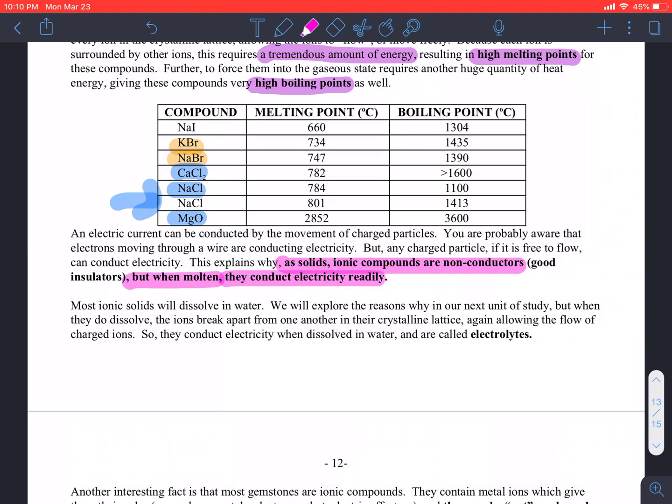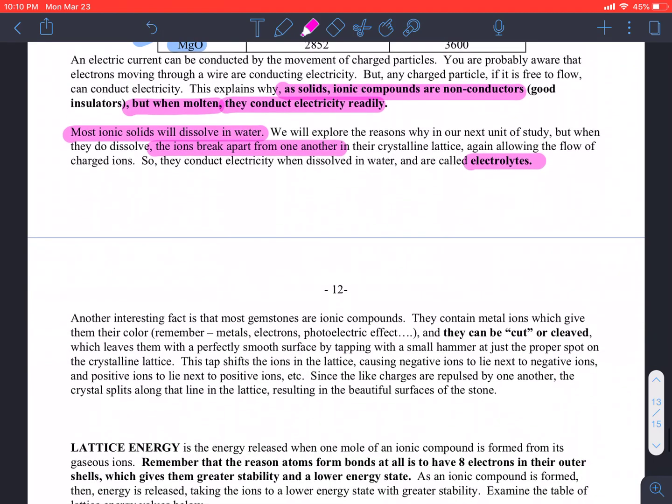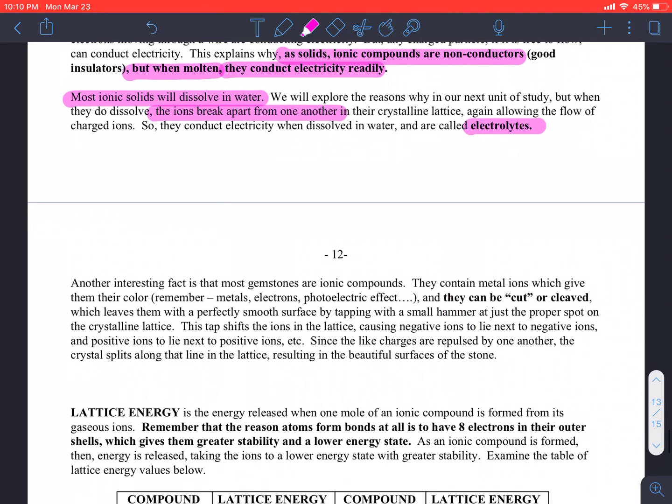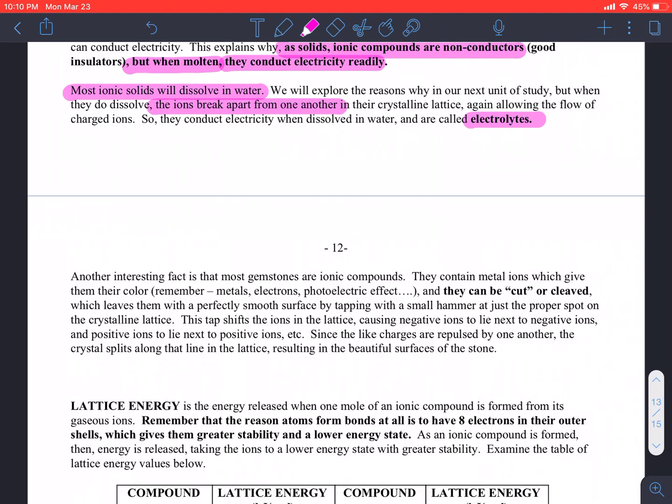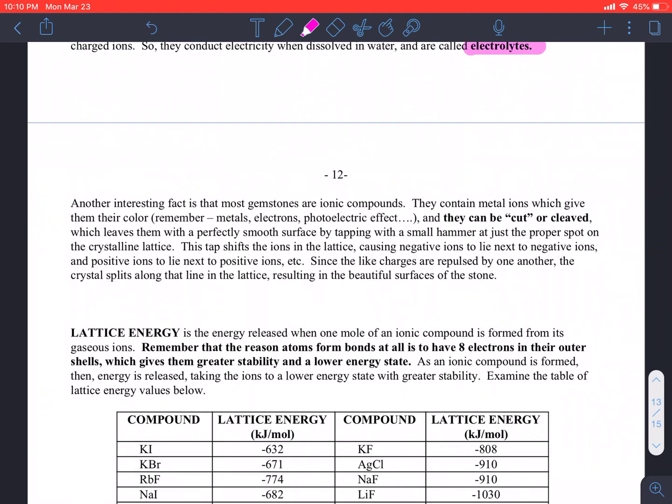Now, most ionic solids will dissolve in water. It's another trait. Okay, we will explore the reasons why in our next unit of study. But when they do dissolve, the ions break apart from one another in their crystalline structure, allowing the flow of charged ions. So if they conduct electricity when dissolved in water, they are called electrolytes. And even furthermore, you have a degree of electrolytes: strong electrolytes, weak electrolytes, non-electrolytes. Okay, another interesting fact is that most gemstones are ionic. They contain metal ions, which give them their color.